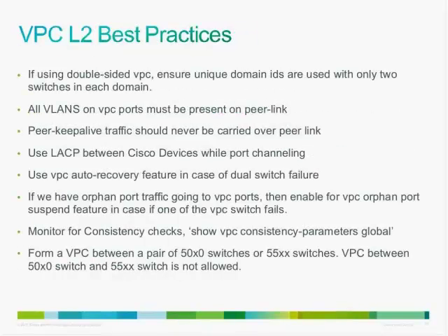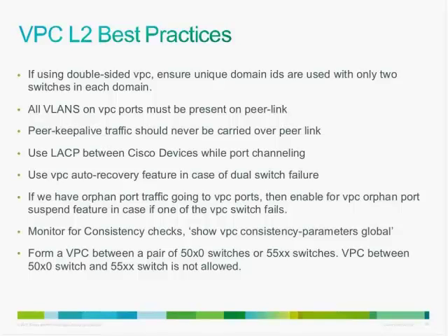So coming to the best practices for L2 and for VPC: if you are using a double-sided VPC, ensure unique domain IDs are used when you have a double-sided VPC between the 5K and the 7K, right? So you cannot have VPC domain 5 on both. The VPC domain ID has to be unique. Otherwise, you will have problems building the port channel.